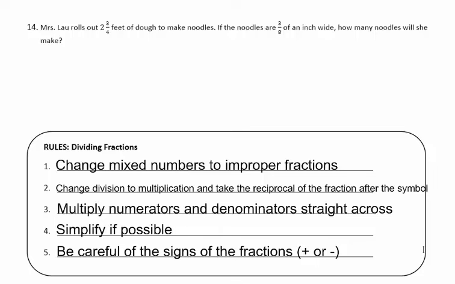We then multiply the numerators and denominators straight across. We simplify if possible, and just be careful of the signs of the fractions. Remember, we're using the rules for integers, keeping that in mind. So pause it if you need to now to finish copying that down. I'm going to go back up top and start the questions.